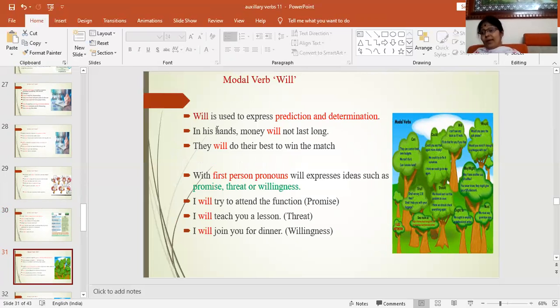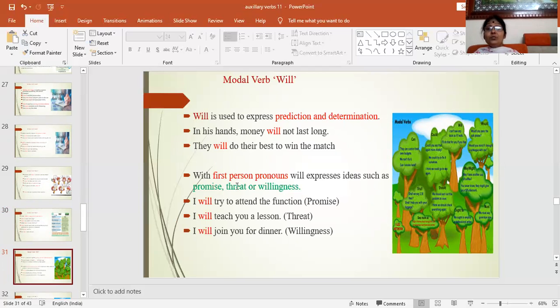Modal verb will. Where to use this verb? Now, will is used to express prediction and determination. Let us understand this with examples. In his hands, money will not last long. This is a prediction, right? They will do their best to win the match. This sentence tells about the determination, right?